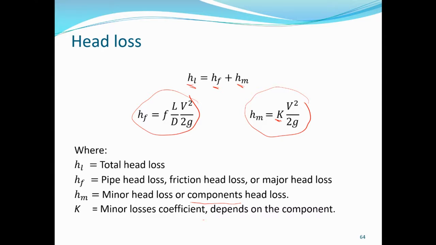And it is proportional to the velocity head because the difference between the energy grade line and the hydraulic grade line is the velocity head. And as you move on, the velocity head keeps on changing depending on both the head loss and the velocity within the pipe.